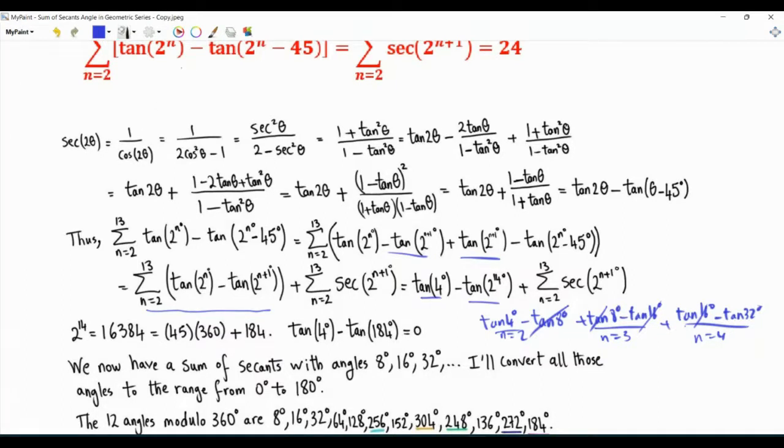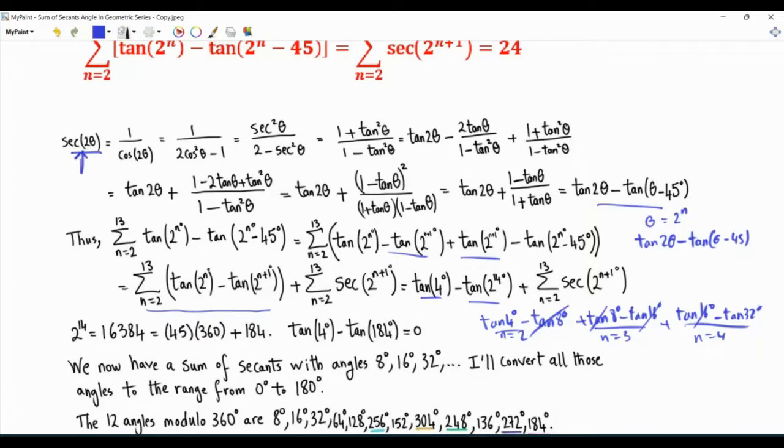So the sum that we have on the left-hand side is exactly equal to this sum: summation n from 2 to 13, tan 2 to the n plus 1 degrees minus tan 2 to the n degrees minus 45 degrees. So if theta is 2 to the n, this is tan 2 theta minus tan theta minus 45 degrees, and that is exactly sec 2 theta. Okay, so we can prove this here. We can go from this side to this side or the other way.